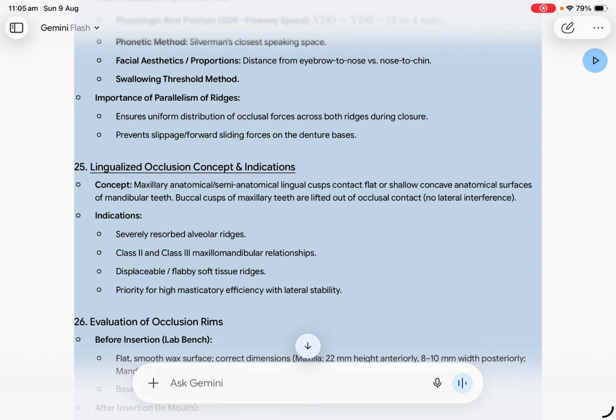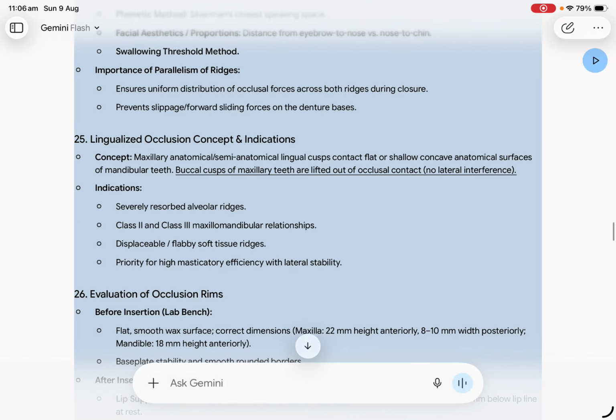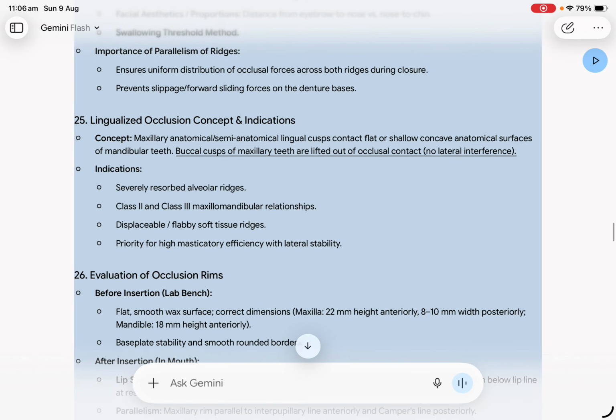Maxillary anatomical or semi-anatomical lingual cusps contact flat or shallow concave surfaces of the mandibular teeth. Buccal cusps of maxillary teeth are lifted out of occlusal contact. No lateral interference. Indications: severely resorbed alveolar ridges, Class 2 and Class 3 maxillomandibular relationships, displaceable flabby soft tissue ridges, and priority for high masticatory efficiency with lateral stability.